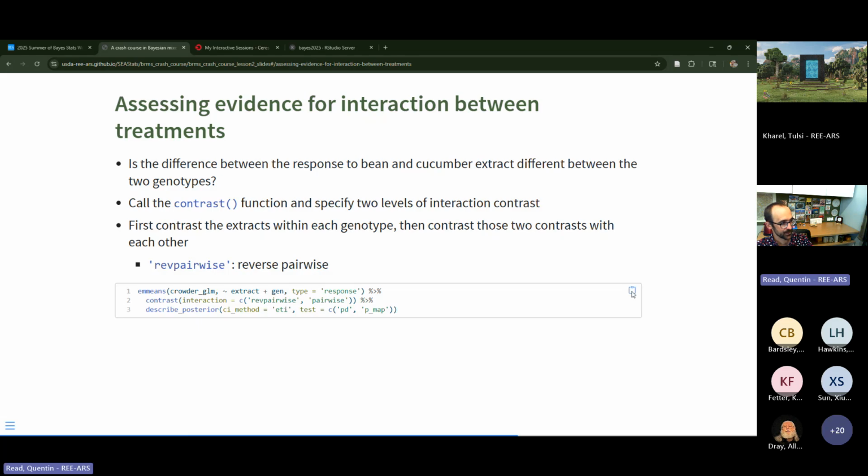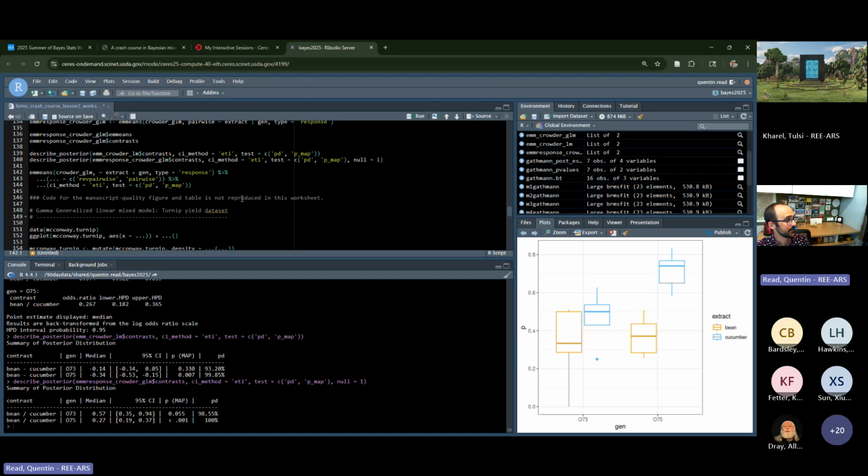I didn't put that on the worksheet, but you can just take a look at this, and it's in the, oh, I did put it on the worksheet actually. Yes, I did. We want contrast equals interaction, and then we'll describe posterior of that as well.